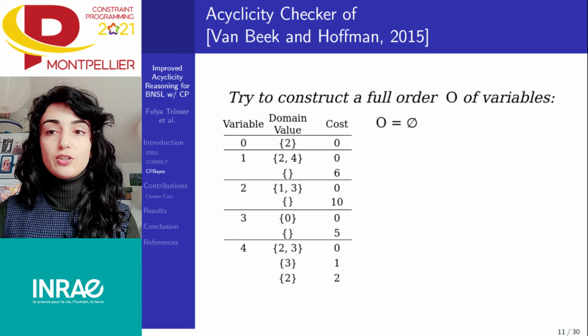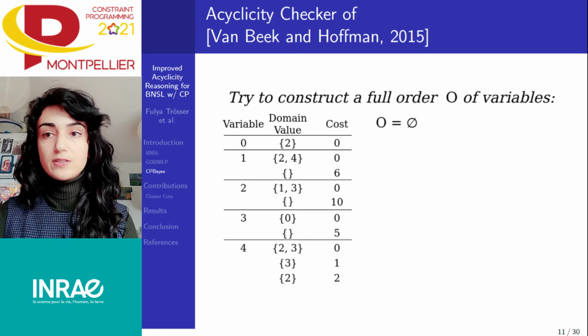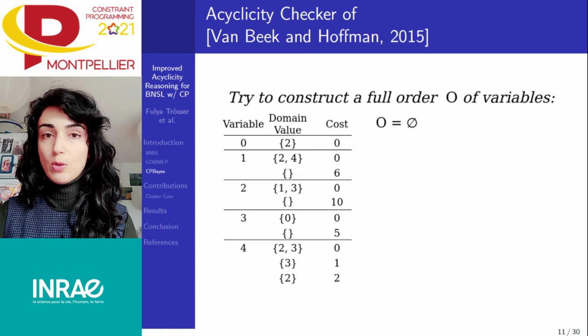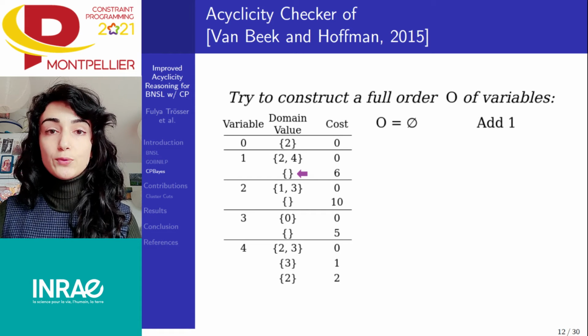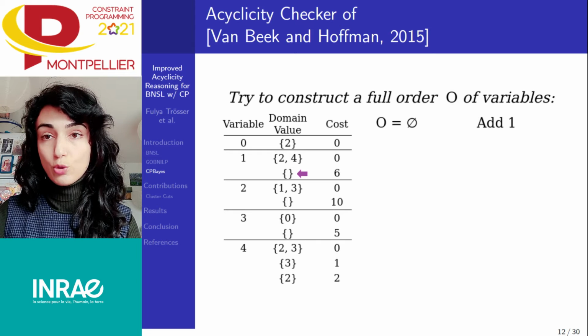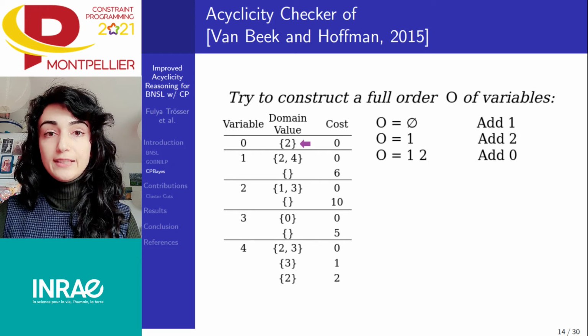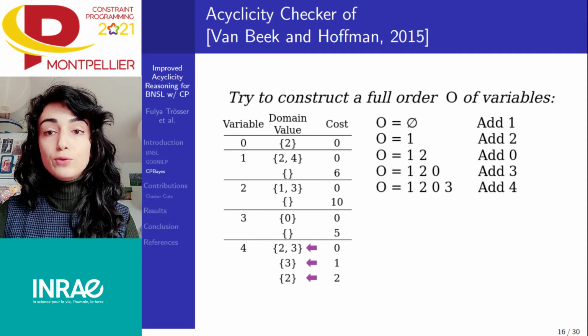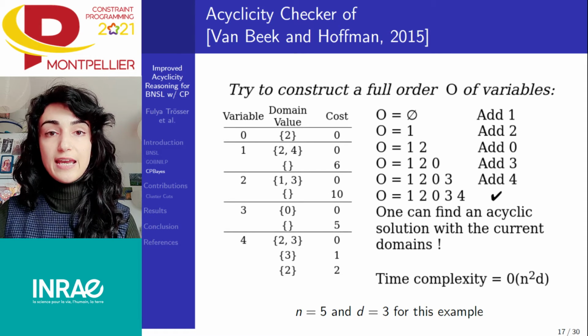This acyclicity checker looks at the current domains of the parent set variables in order to verify that one can construct at least one complete solution that is acyclic. And for that, they try to construct a complete order of variables. They start with the empty set, in which they try to add variables one by one. Here I can start with variable 1 since it has the empty set in its domain. Same for variable 2. Then I can add 0 because it can have 2 as its parent set, which has already been added in the set. It continues like this, and if we manage to add all variables in the set, it means that the acyclicity can be satisfied.